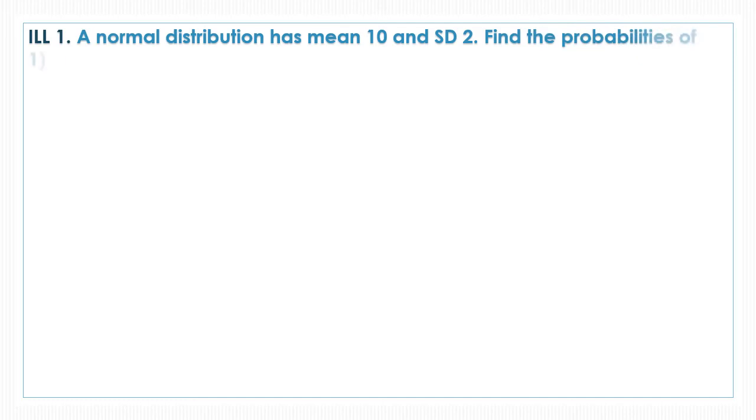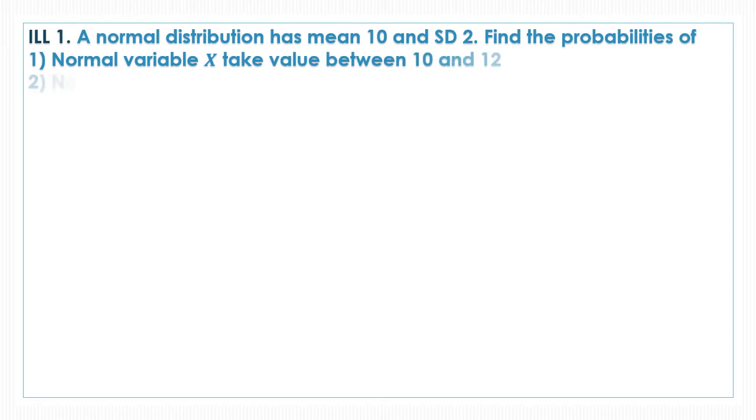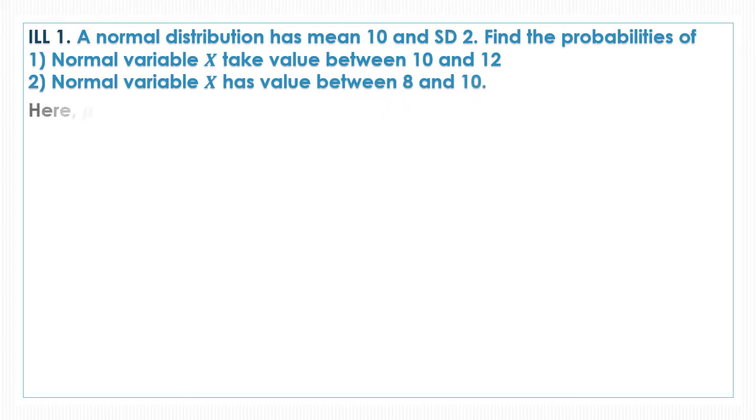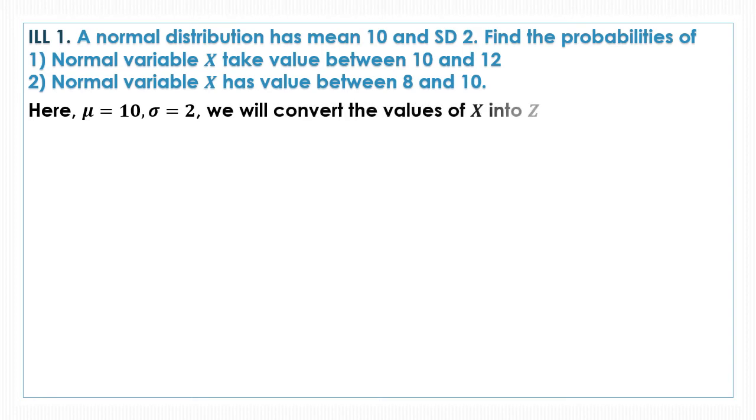Illustration 1. A normal distribution has mean 10 and SD 2. Find the probabilities of number 1, normal variable x taking value between 10 and 12. Second, normal variable x takes value between 8 and 10. What we need to do first is mu is 10 and sigma is 2, so we need to convert these values of x into z values. I have told you guys many times that we can't calculate probability for the x, we need to convert x into z, and then using z we have to check the values of probability in the table and write down the answers.